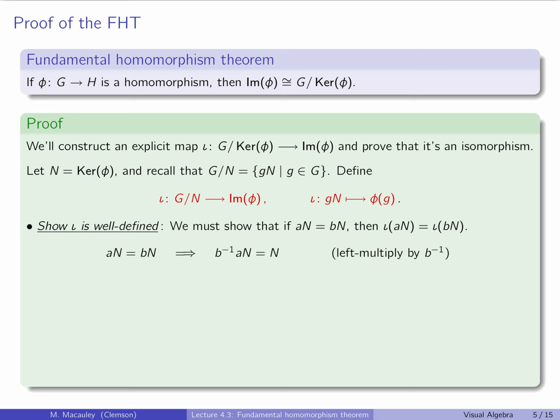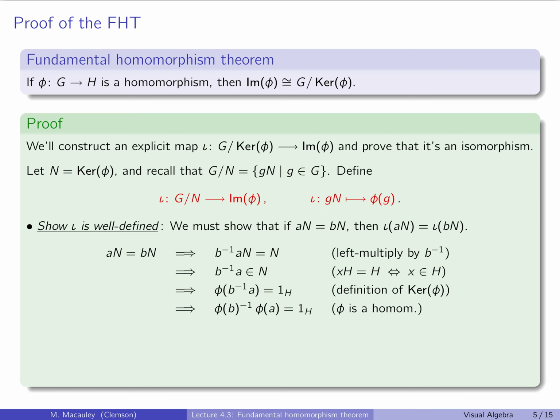So suppose we have 2 different ways to write the same coset. That's aN equals bN. Well, we can left multiply by b inverse and write that as b inverse aN equals N. Recall that by our so-called boring but useful coset lemma, this means that b inverse a is actually in the subgroup N. Since N is the kernel by definition, that means that phi of b inverse a is the identity element in H.